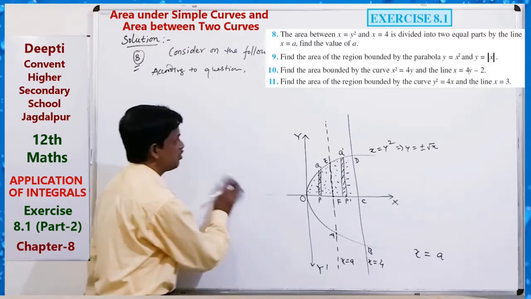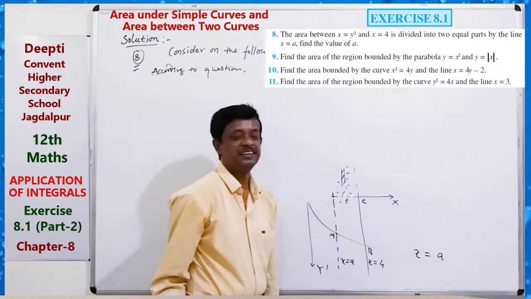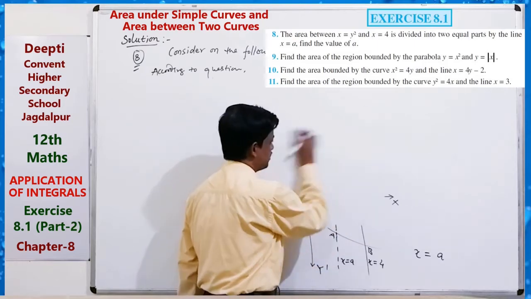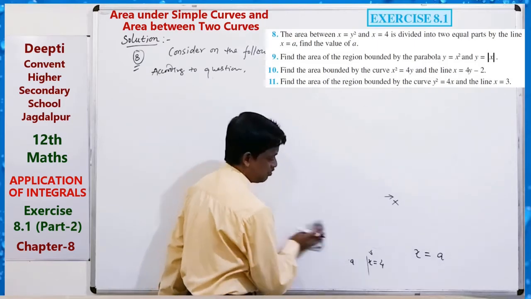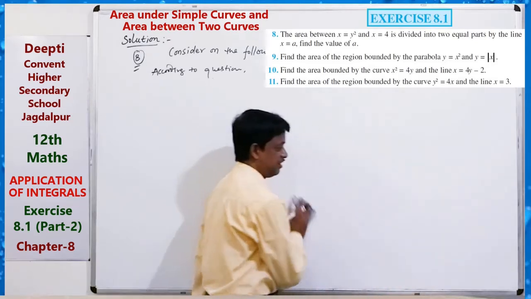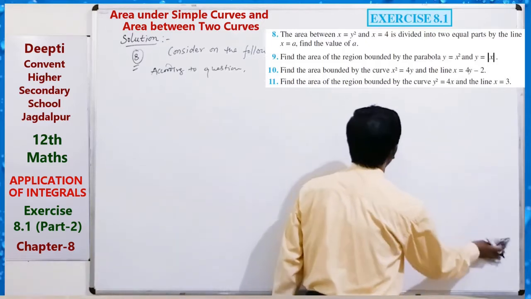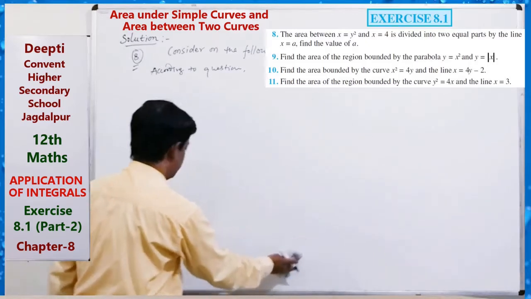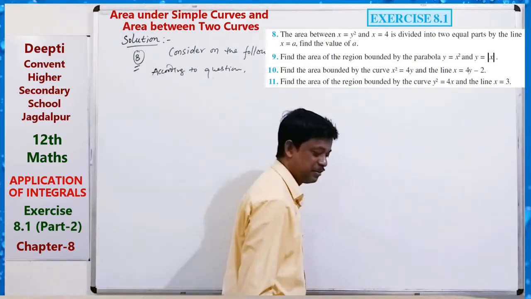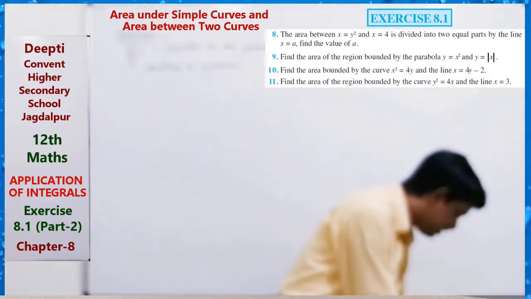You know the graph of the modulus function? Simple modulus function, y equal to mod x. What is the shape of the graph of the modulus function, mod x? I think all of you know it very easily, because the modulus function's graph is just like the English letter V.